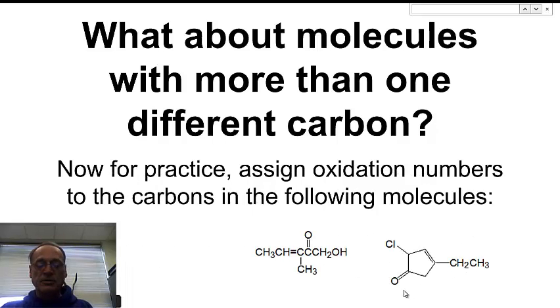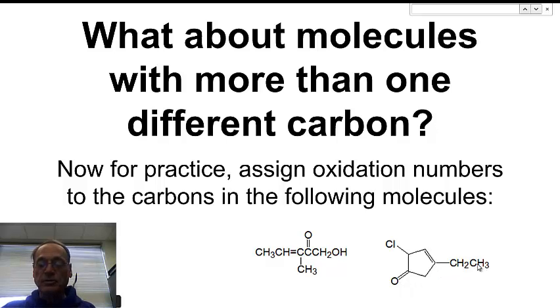Now for practice, again, I would suggest pausing the video and see if you can assign oxidation numbers to these 2 molecules. Again, divide each of the carbons into a separate molecule. So you'll have a CH3, a CH, a C with nothing else on it, a C with just a double bond O on it, a CH2OH, and a separate CH3 down here.